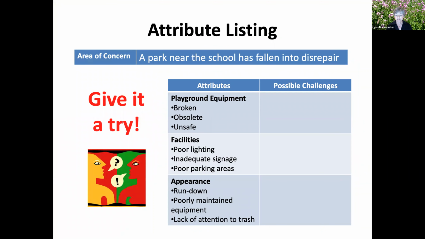So we're going to give it a try with the area of concern that a park near the school has fallen into disrepair. And so the attributes we're looking at is playground equipment. Specifically, we were noticing that it's broken, obsolete, and unsafe. We're looking at facilities. We're noticing there's poor lighting, inadequate signage, and poor parking areas. And looking at appearance, that it's run down, poorly maintained, and there's a lot of trash.